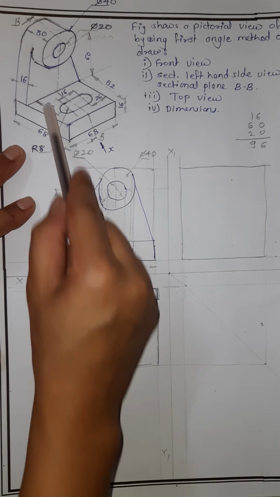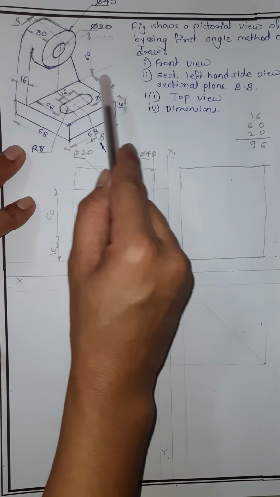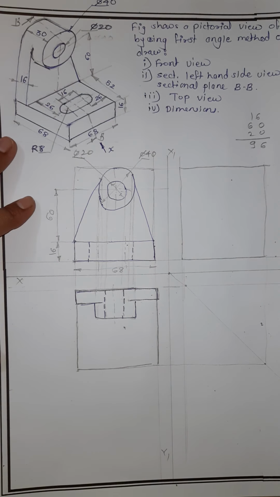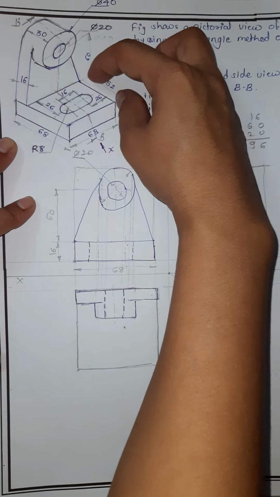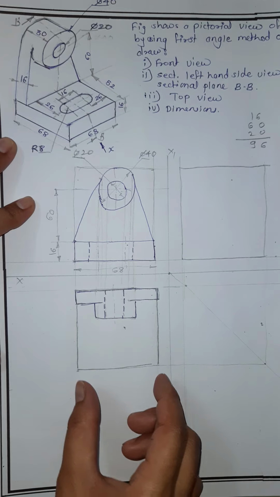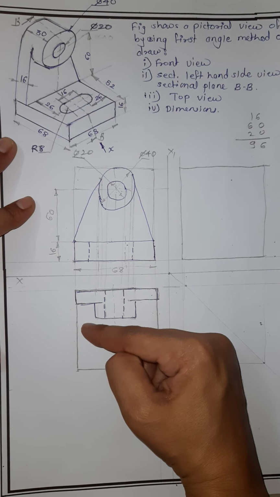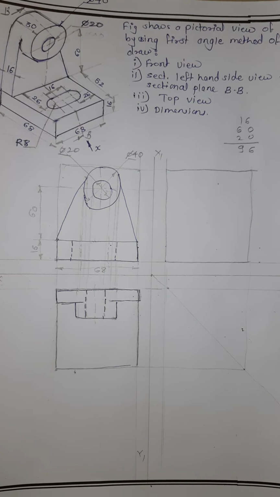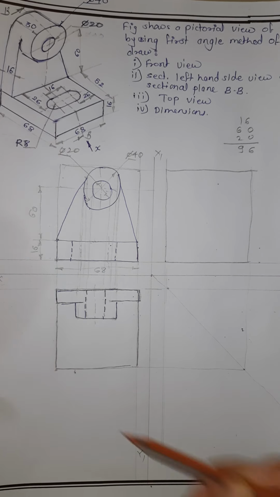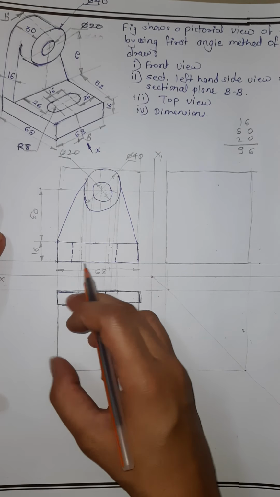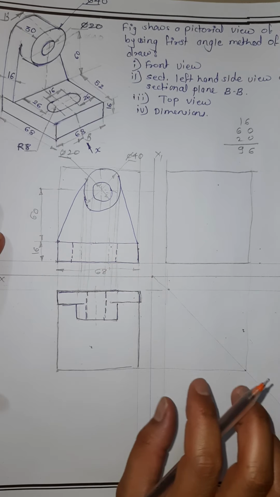Okay, then we'll draw this surface. Now this distance is 52 and this is 68. So from here you have to mark that 52 mm distance. That 52 mm distance is nothing but this distance, right? This is 16, this is 52.